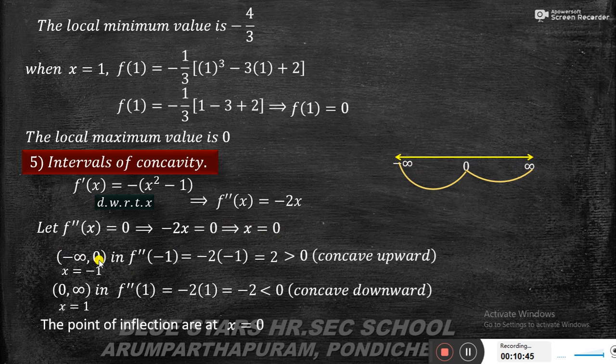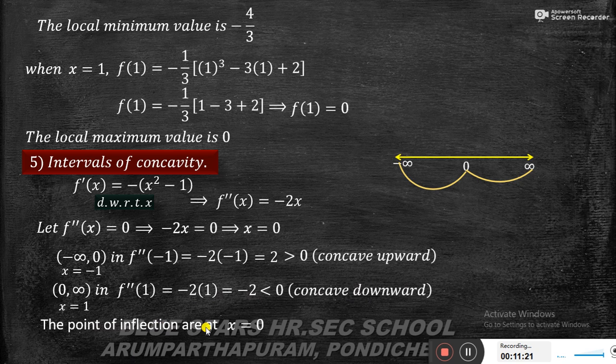Therefore minus infinity comma 0. So for minus infinity comma 0, we substitute any value from this interval. Suppose I take x equals minus 1, I substitute in the f double dash. So f double dash of minus 1 equals, we know that f double dash of x equals minus 2x. So minus 2 into minus 1 is plus 2, so it is greater than 0, so it is concave upward. Next is 0 comma infinity. For 0 comma infinity you take x equals 1. So f double dash of 1 means minus 2 into 1, which is minus 2. It is less than 0, it is concave downward.